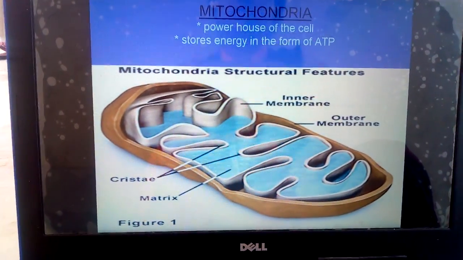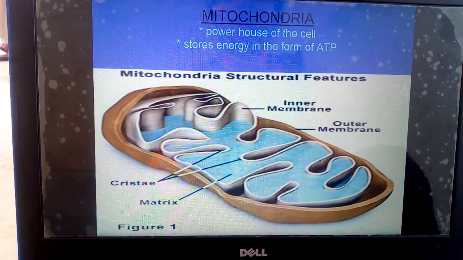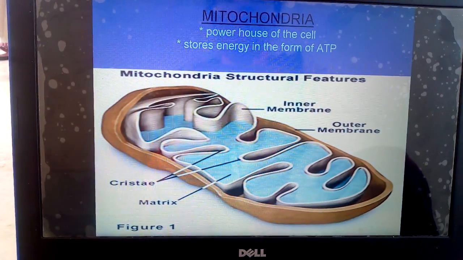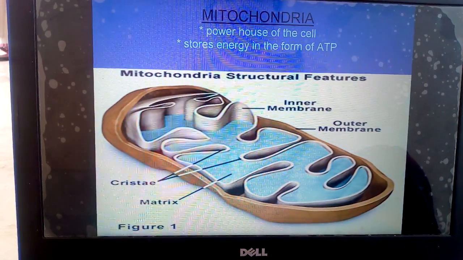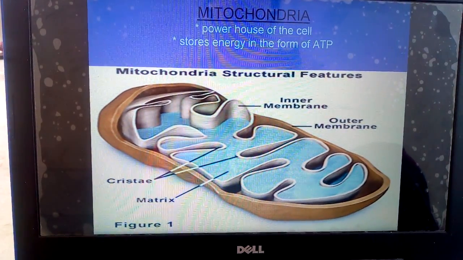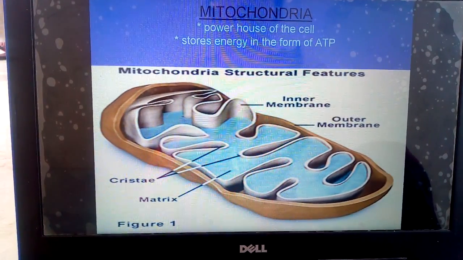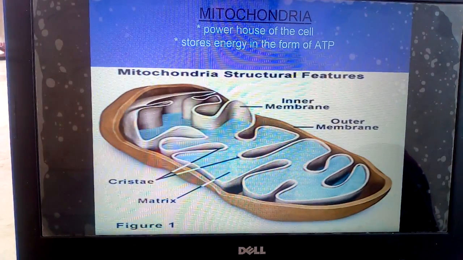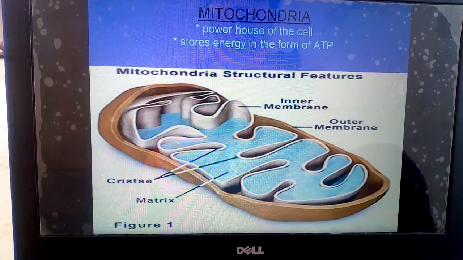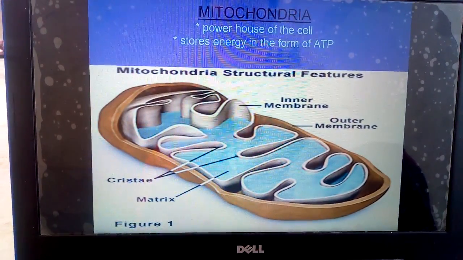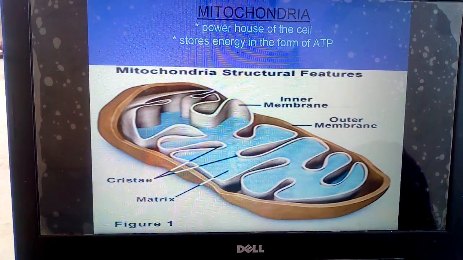Now, let's come to the other cell organelles. The first one is the mitochondria. The mitochondria is known as the powerhouse of the cell. Why is the mitochondria known as the powerhouse of the cell? Because it stores energy in the form of ATP. The mitochondria is also covered with a double layered membrane. We can easily see finger-like structures inside the mitochondria, and these are known as cristae, and inside there is a jelly-like substance known as matrix. So there is an inner membrane as well as an outer membrane.